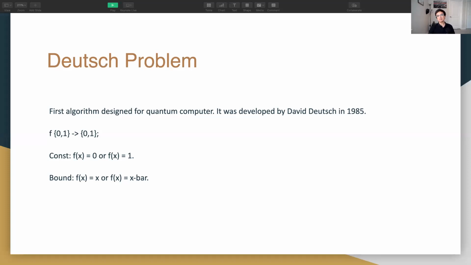This was the first algorithm designed for quantum computers, and it was developed by David Deutsch in 1985. He is also considered the father of quantum computing as he gave the first mathematical model for quantum algorithms.